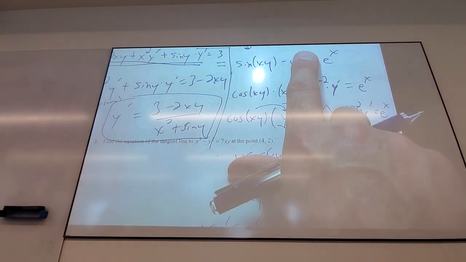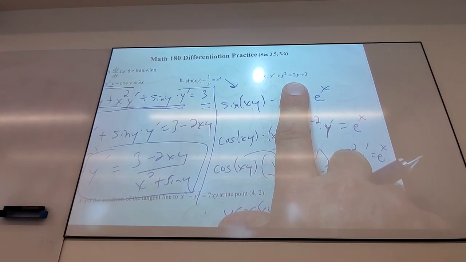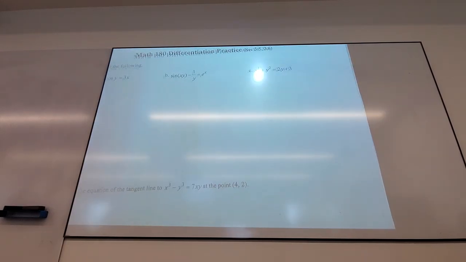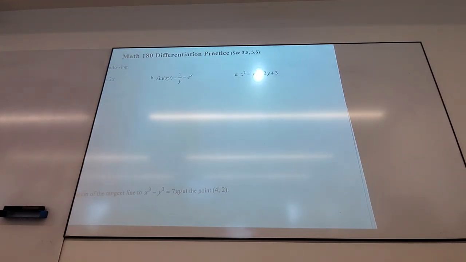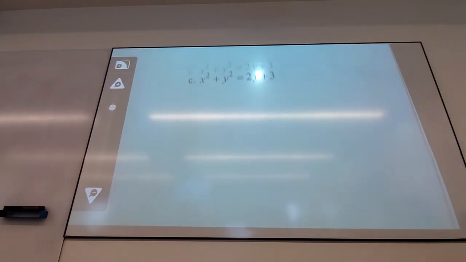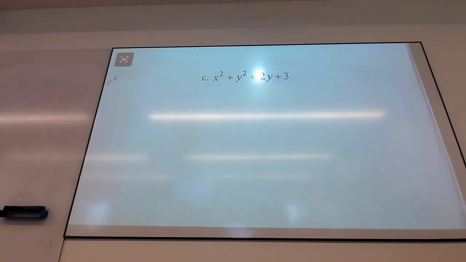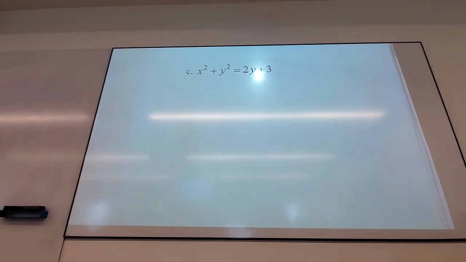So let's try 1C. Does anyone know what 1C would look like if I graphed it? A circle? Anyone tell me anything about the circle? Would it be centered at the origin? No, it'd be shifted. Okay, that's all I want to know. It's a shifted circle. You could subtract the 2y, complete the square, figure out where the center is, and who cares?